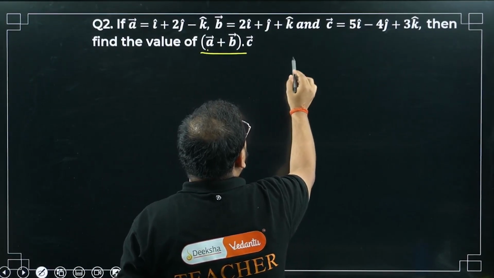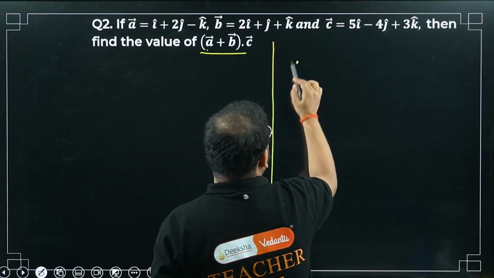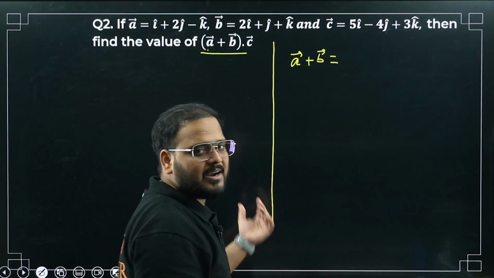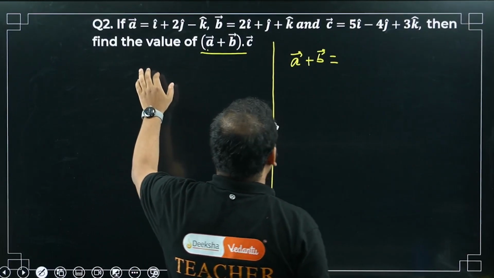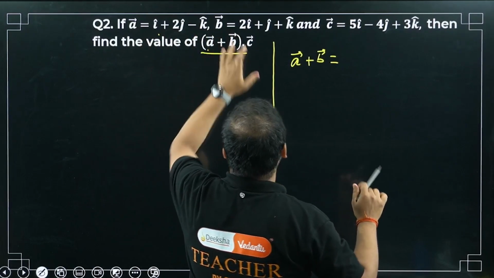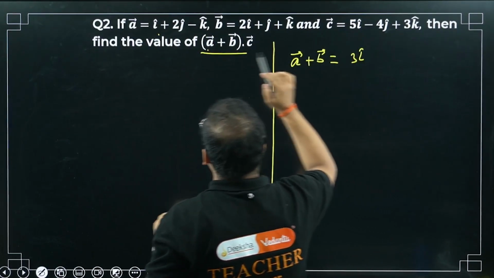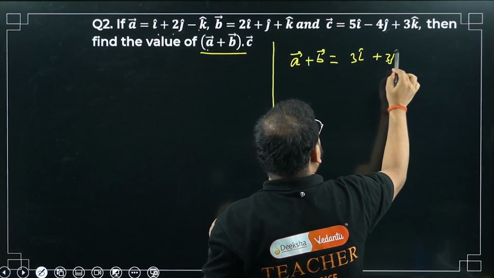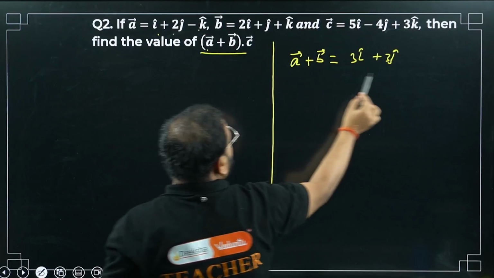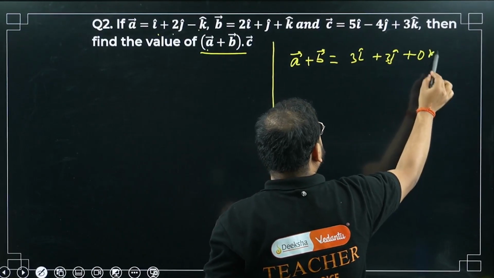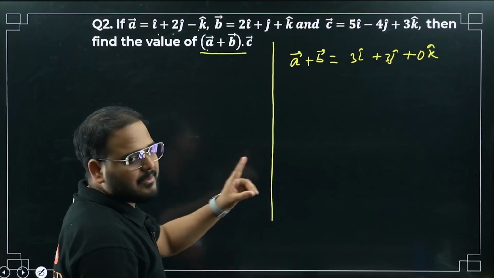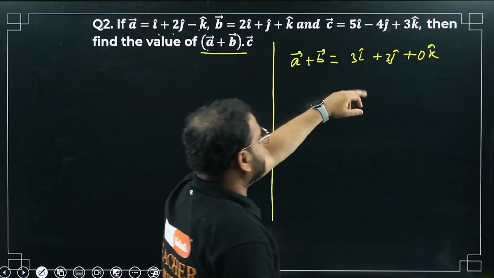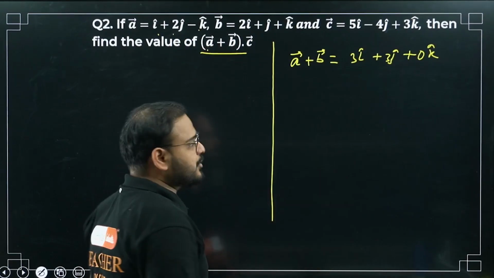So the first step will be adding them. Vector A plus vector B. Please check how I will add it. The like terms. So i cap with i cap, have a look. So i plus 2i is 3i cap. Minus j plus 2j, that is 3j cap, and minus k plus k is 0. Have a look: 3i, 3j, how come, sir? i plus 2i is 3i, 2j plus j is 3j, and minus k plus k is 0.